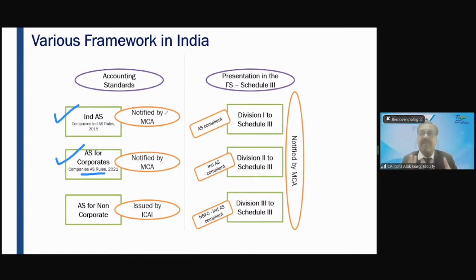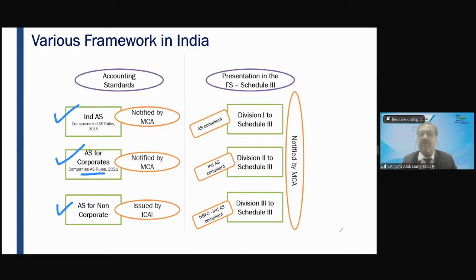So we have two sets of standards: accounting standards for corporates and Ind AS, which is also for corporates. But categorically, why have I written accounting standards for corporates? Because accounting standards are also applicable to non-corporates. Ind AS are not applicable to non-corporates. Can you tell me which are the non-corporate entities? Which entities are non-corporate entities?